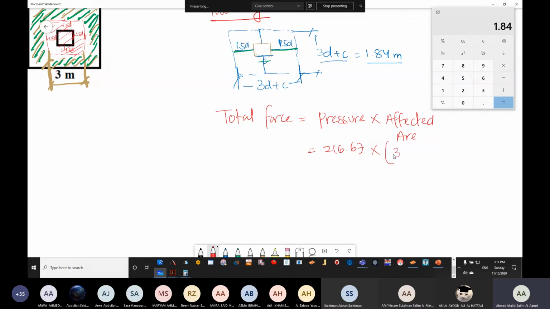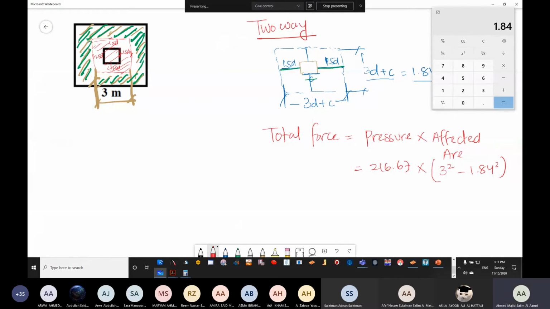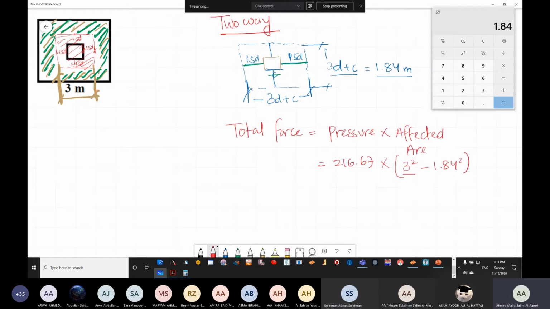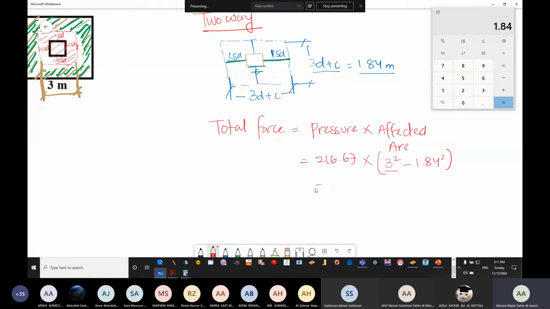My affected area is 3 square minus 1.84 square. For me, I want the one in green. So it's 3 into 3. That's the outside square minus the inside square. Outside square is 3 square. The inner square is 1.84 square. So how much is your total force? The total force is 1216.47, let's say. The unit is in kilonewton.